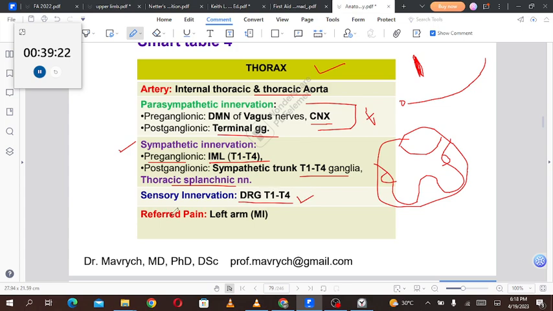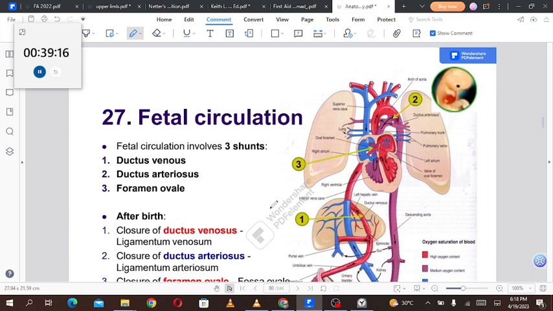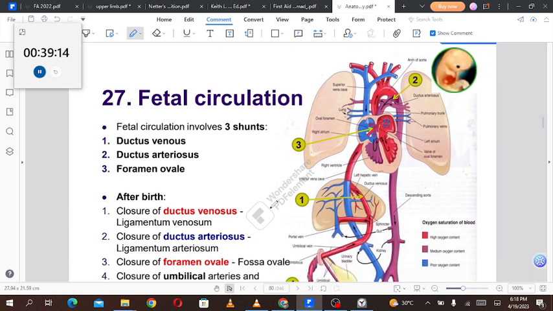DRG is the dorsal root ganglia, and referred pain goes to the left arm in the case of myocardial infarction. Let's talk about fetal circulation. Fetal circulation is very different from the adult circulation. Fetal circulation involves three shunts. First one is the ductus venosus, that is located over here. We'll see the zoomed picture soon.